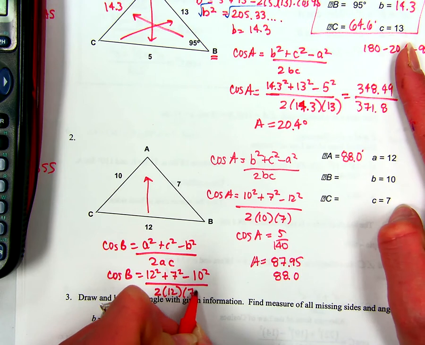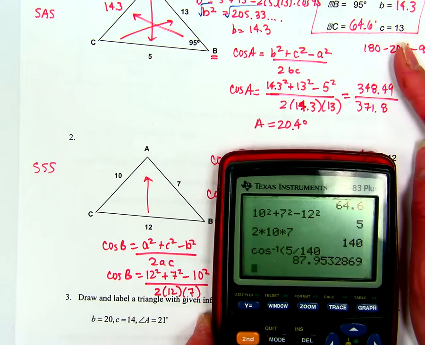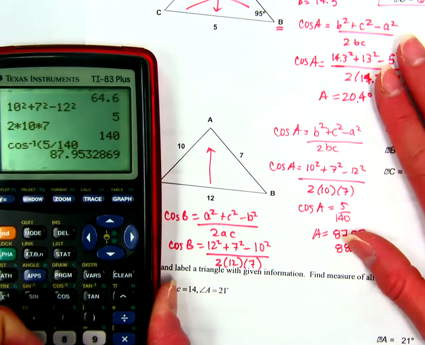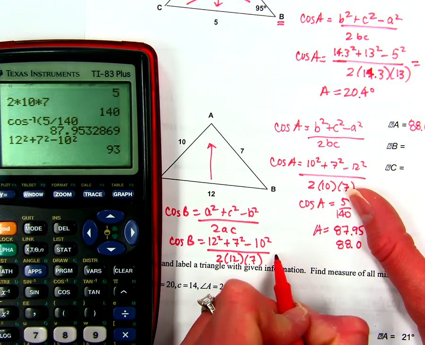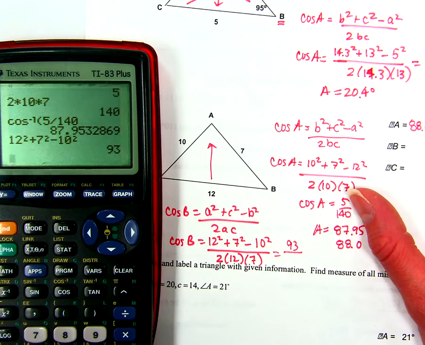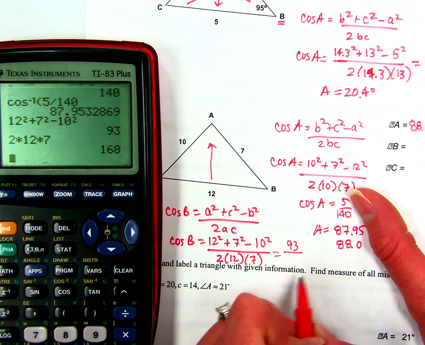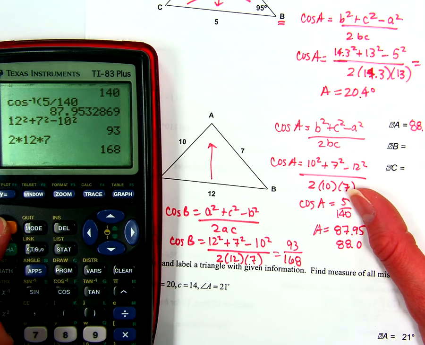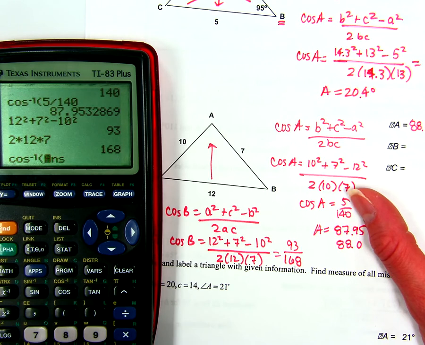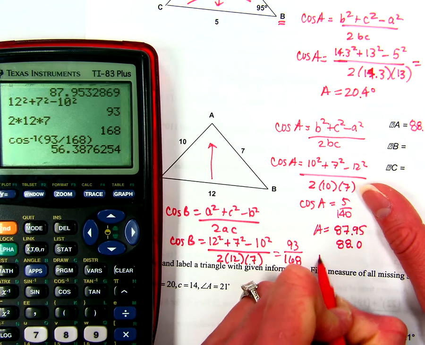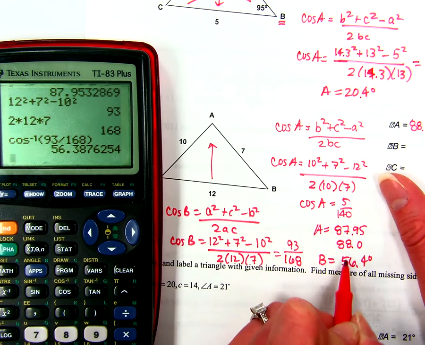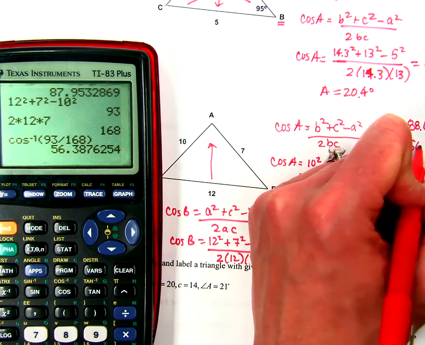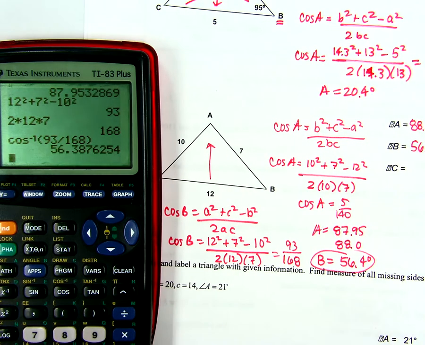When you type this in your calculator, do the numerator first. 12 squared plus 7 squared minus 10 squared gives me 93 over 2 times 12 times 7, which is 168. So now I'm going to do inverse cosine of 93 divided by 168. That gives me angle B to be 56.4 degrees. So angle B is 56.4 degrees. I'm going to fill that in.